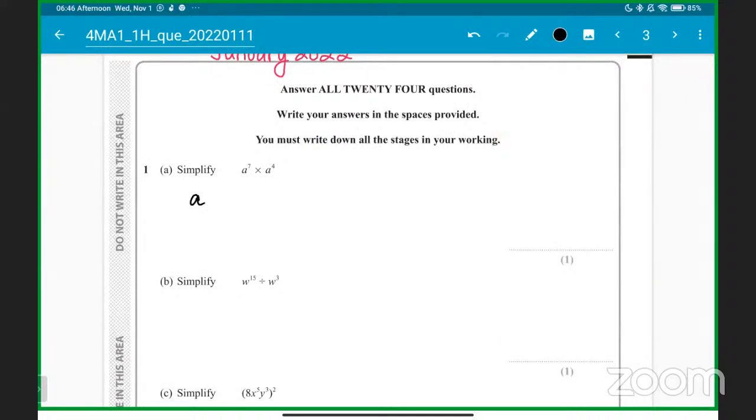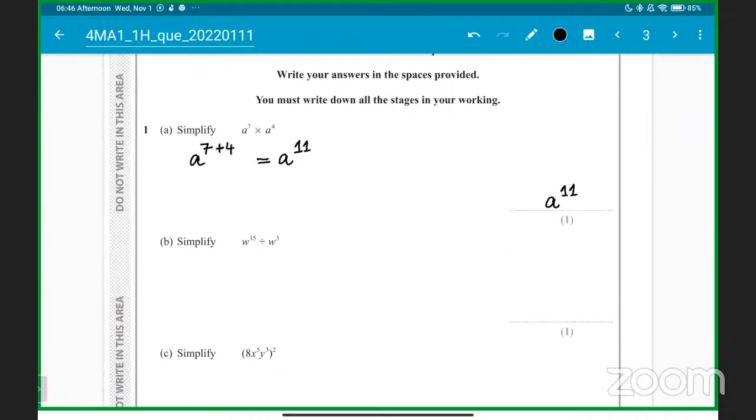Bases are same, they are multiplying. So you will say that, sir, I'll add the powers. So eventually it will become a power 11, right? Got that? These are the easier questions. Similarly, w power 15 minus the 3, so it will become w power 12, right?